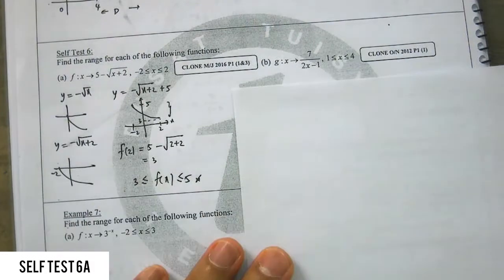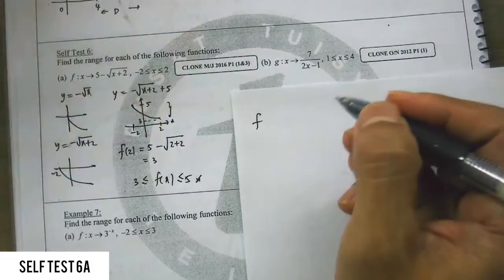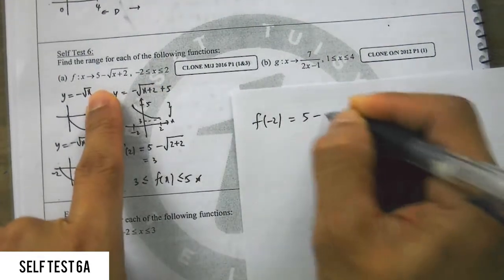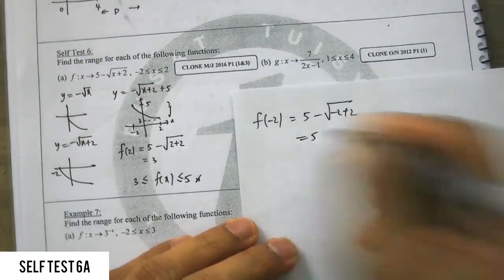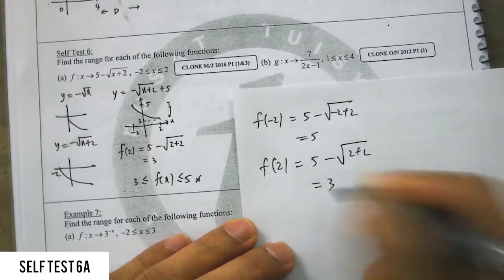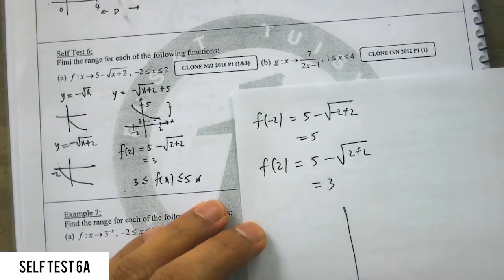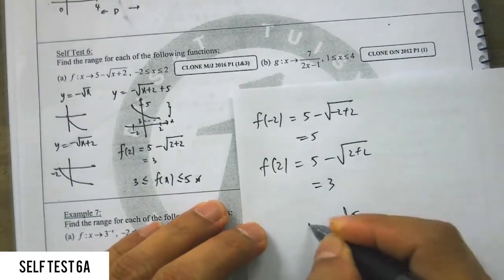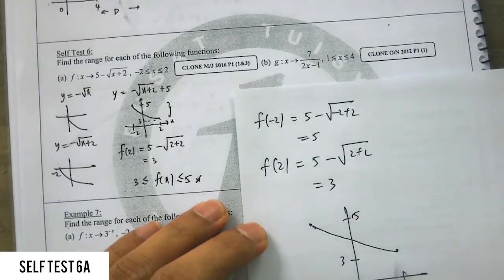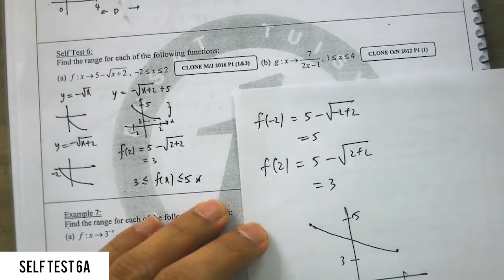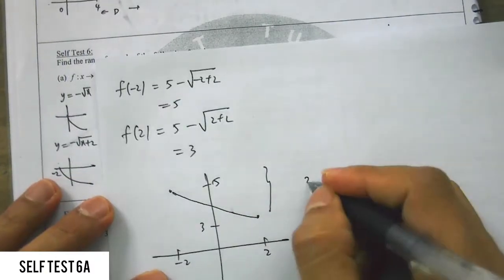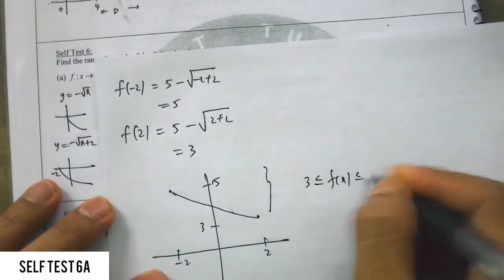So if it's a one-to-one relation, let's say I don't want to draw a graph. I just put the limit minus 2 inside. 5 minus square root of minus 2 plus 2. This will be 5. Then I put 2 inside. 5 minus square root of 2 plus 2, I know this is 3. So I just plot my graph. I know minus 2, 5 is here. 2, 3 is here. I know it's a one-to-one. So one-to-one, it doesn't change direction. So that means the smallest value is 3. Largest value is 5. So you can straight write 3 to 5.